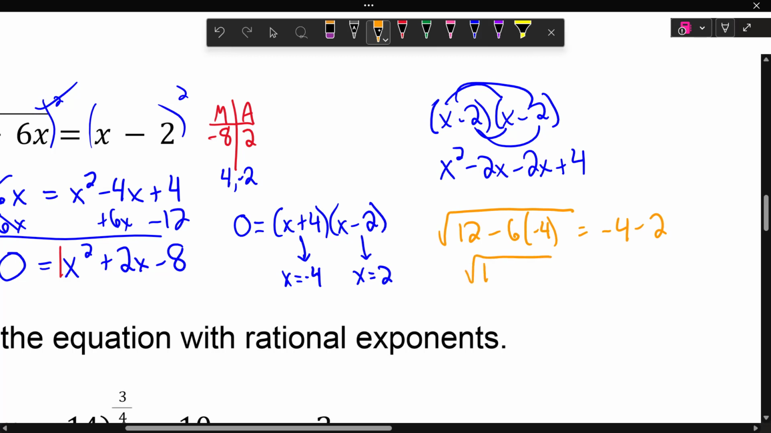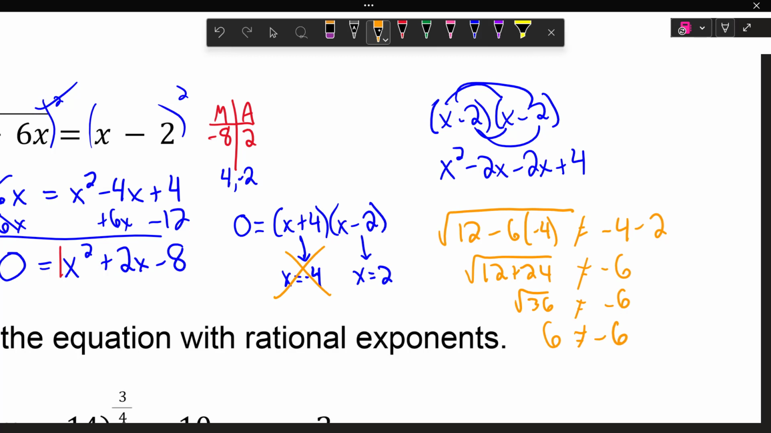We have the square root of 12 plus 24, which is the square root of 36. And the square root of 36 is 6, which is not equal to negative 6. The negative 4 doesn't work. That's our extraneous solution.